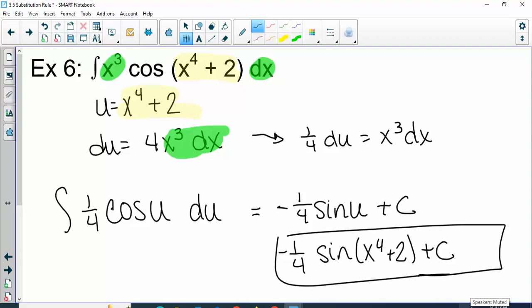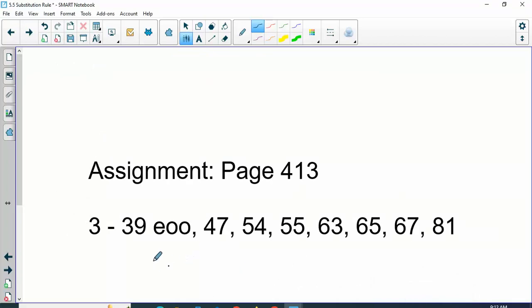So at this point, you need to finish your 5.4 homework. I'm going to take a look at 5.5, and I'll put up here the problems that you could start in case you get done with 5.4 and you want to start working on that. Okay? So 5.4 is due tomorrow. 5.5 we will keep working on tomorrow. If you have time and want to start the 5.5, you could probably do the 3 through 39 every other odd.